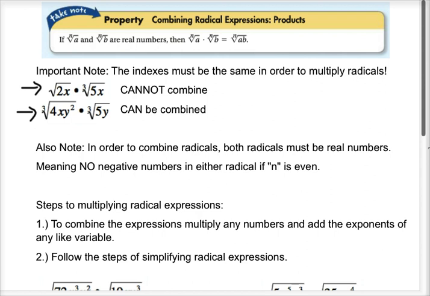Also note, to combine radicals, both radicals must be real numbers. So what that means, if n is even, neither one can have a negative number. So it's not like you can have two radicals with negative numbers to combine to be even and then take the square root. No, it doesn't work that way. If you have an even n, everything has to be positive, all right?